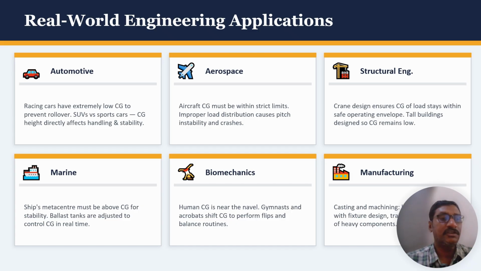So automotive engineering. Have you ever noticed that sports cars are very low and wide, while trucks and SUVs are taller and very narrow? This is directly related to the center of gravity. A vehicle is stable against rollover as long as the vertical line through its center of gravity falls within the wheelbase. So here the wheelbase is nothing but the area between the contact points of its tires. If the vehicle leans in a curve, the center of gravity shifts, and if the vertical through the center of gravity falls outside the wheelbase, the vehicle tips over.